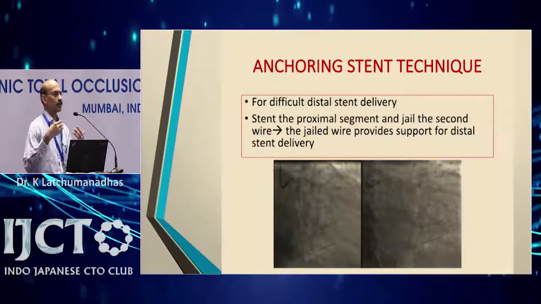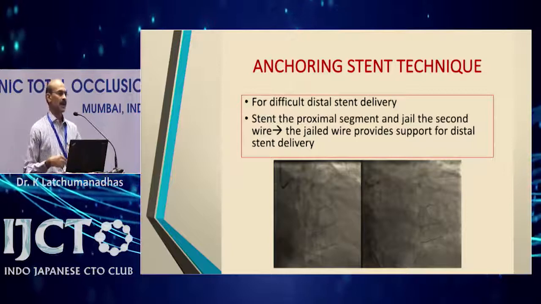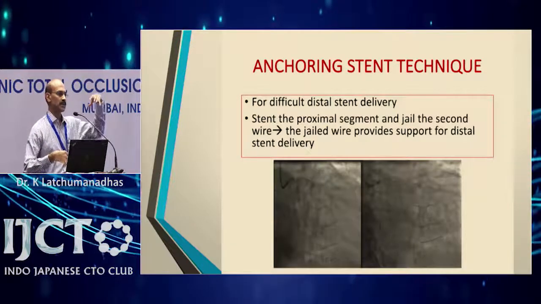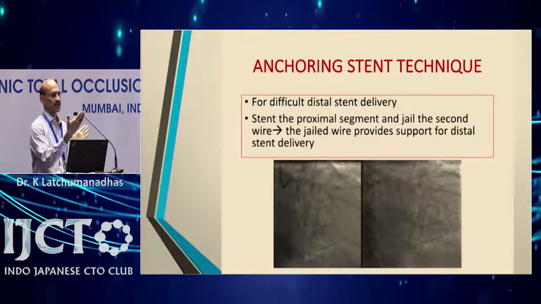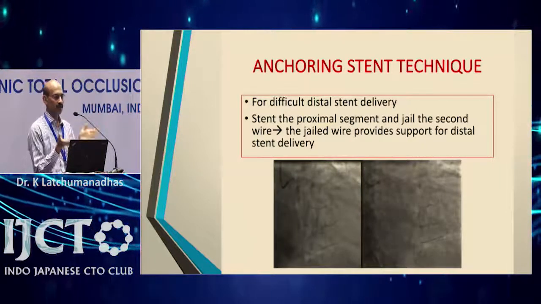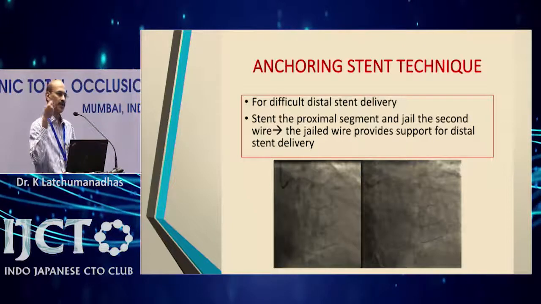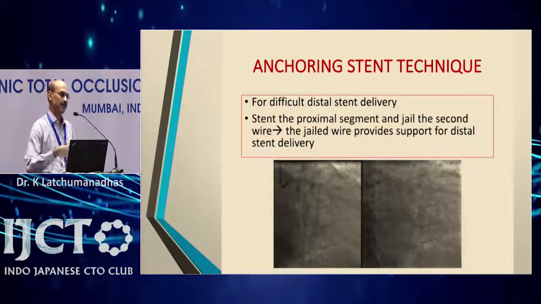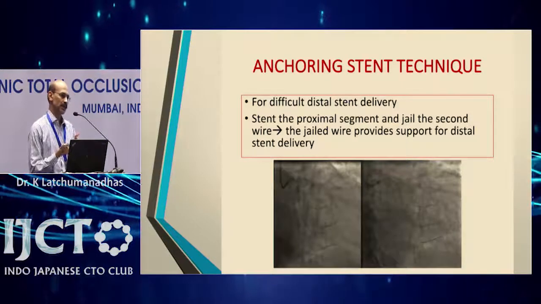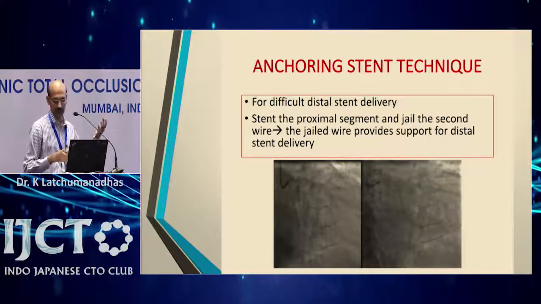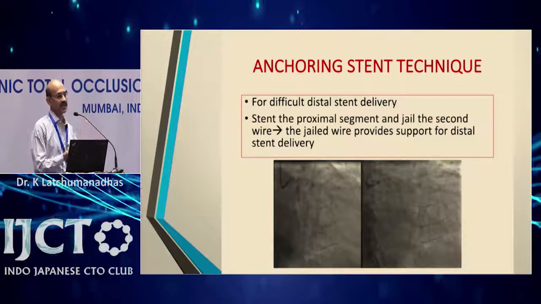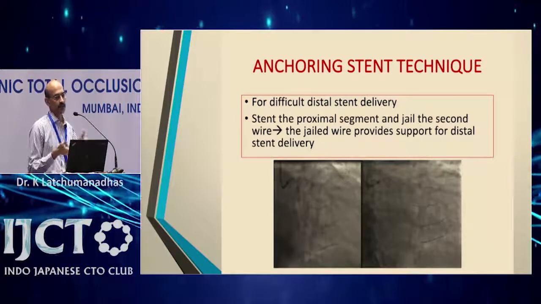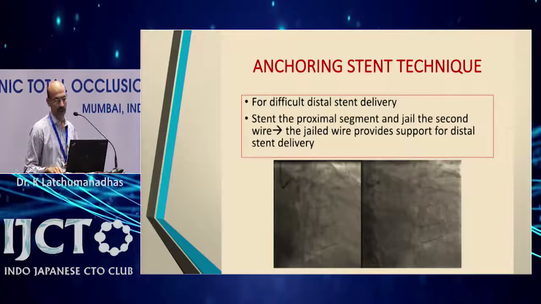Suppose that you are not able to deliver the stent distally, what you can do is place that stent in the proximal portion, which will trap the second wire, and then that will give anchoring enough support, so that the distal stent can be supported for passing of the proximal stent distally. So the proximal stenting can be used to support anchoring also.